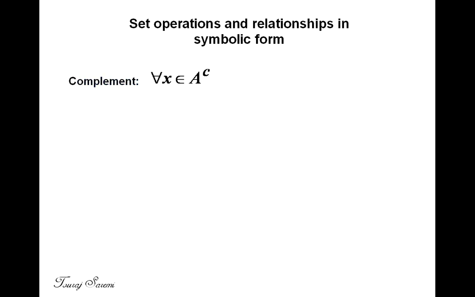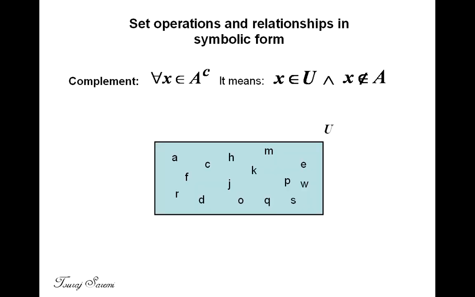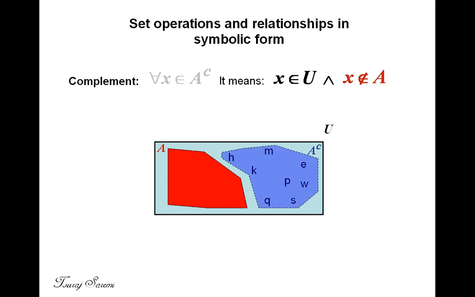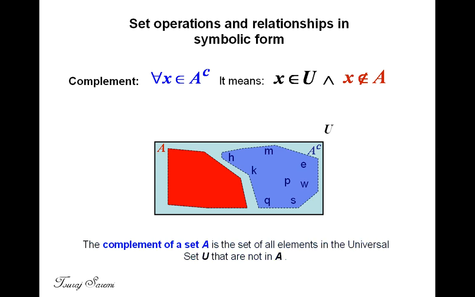Complement. For all x that are members of the complement of A, it means x belongs to the universal set, and x does not belong to A. The complement of a set A is the set of all elements in the universal set U that are not in A.